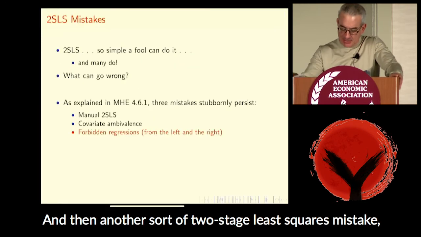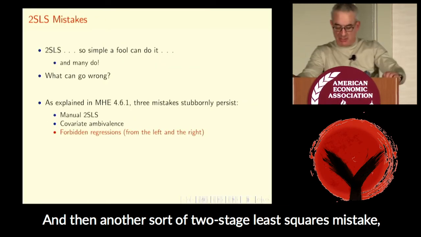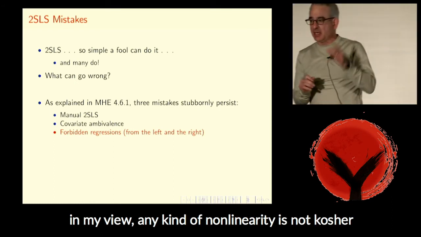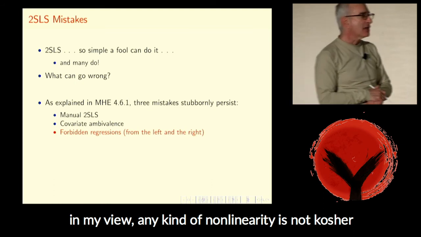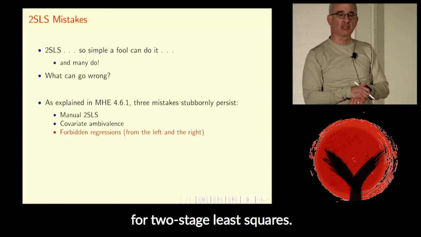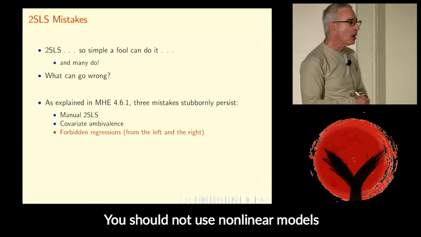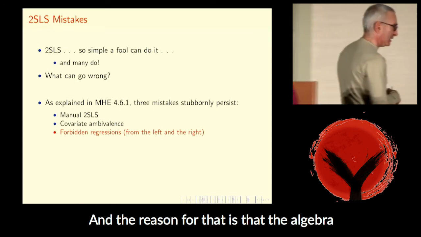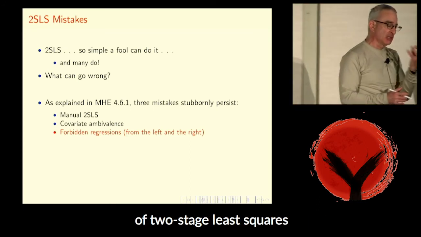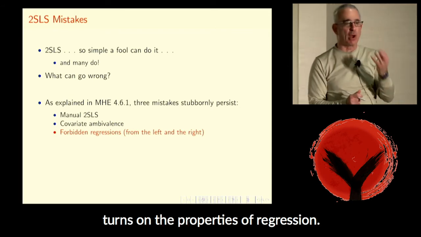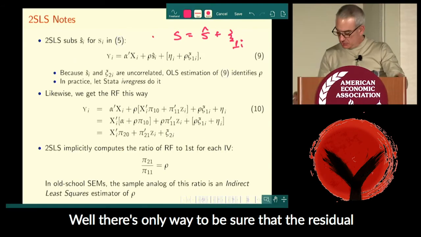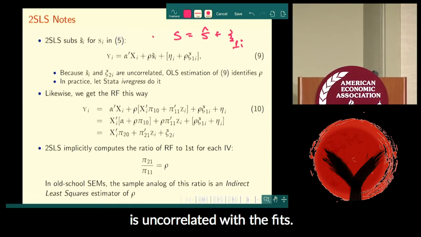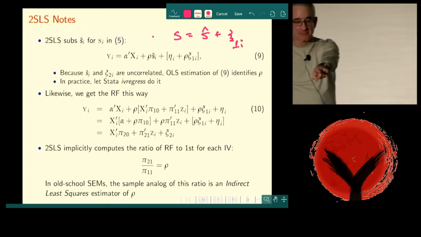And then another sort of two-stage least squares mistake, in my view, now this is somewhat controversial, in my view, any kind of nonlinearity is not kosher for two-stage least squares. You should not use nonlinear models, neither for the first nor the second stage. And the reason for that is that the algebra of two-stage least squares turns on the properties of regression. Well, there's only one way to be sure that the residual is uncorrelated with the fits. What's that called? Regression.